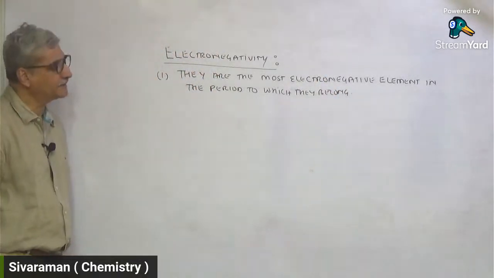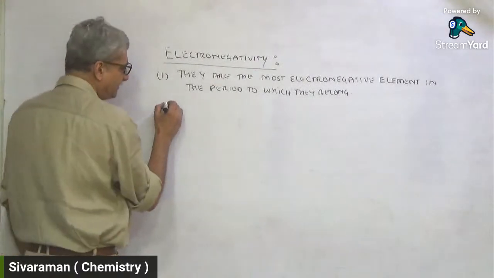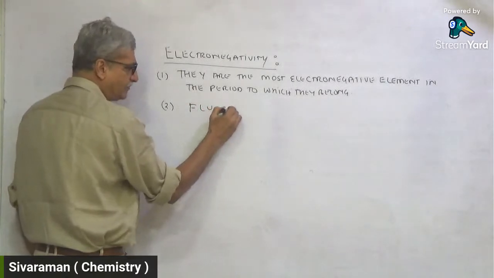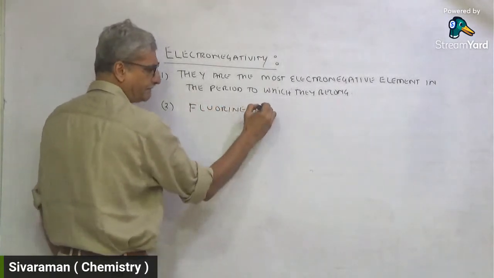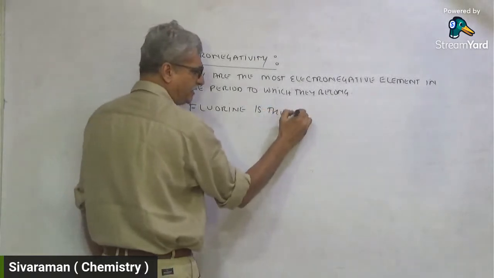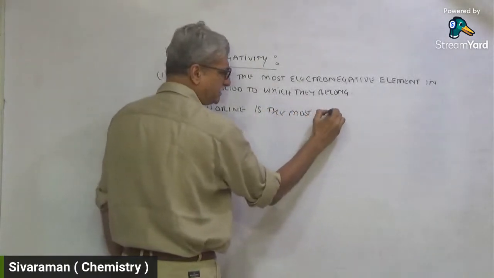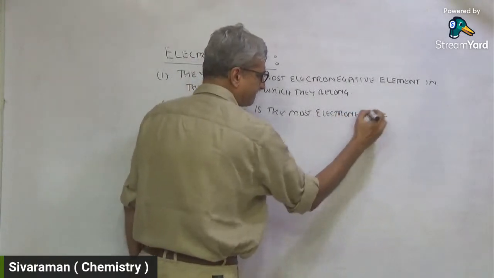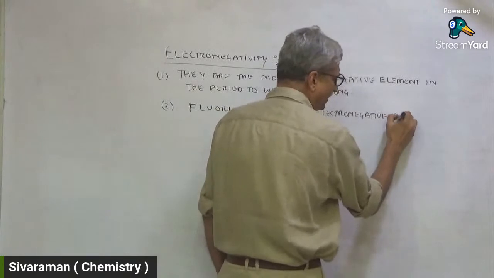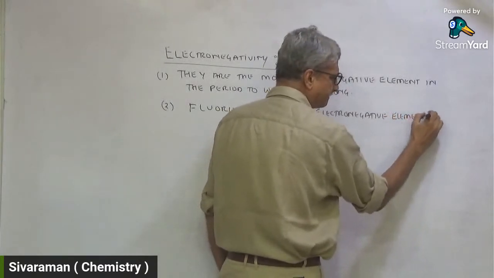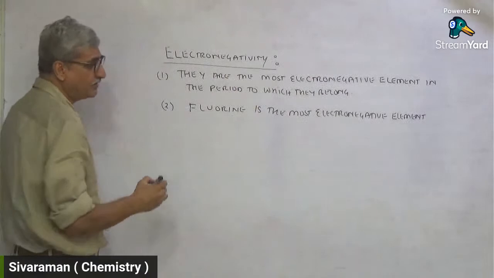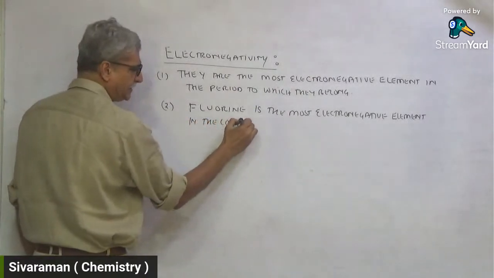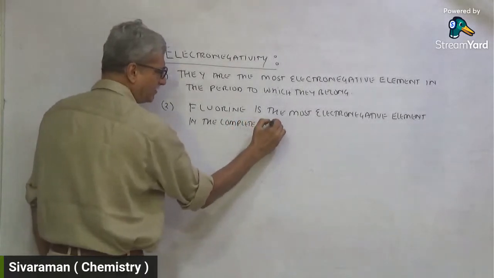Is this point clear? Then the second point that we come across is most important. Fluorine is the most electronegative element in the complete periodic table.